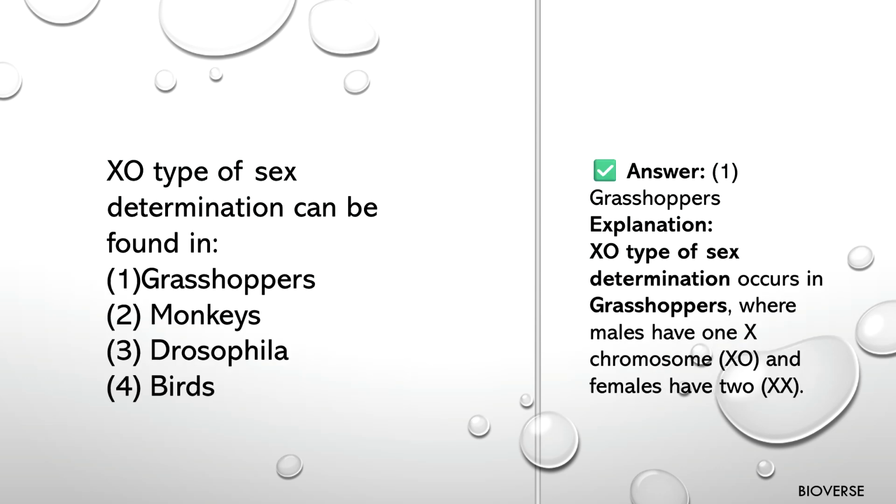XO type of sex determination can be found in A. Grasshoppers, B. Monkeys, C. Drosophila, or D. Birds. The answer is A. Grasshoppers. XO type of sex determination occurs in grasshoppers, where males have one X chromosome, XO, and females have two, XX.